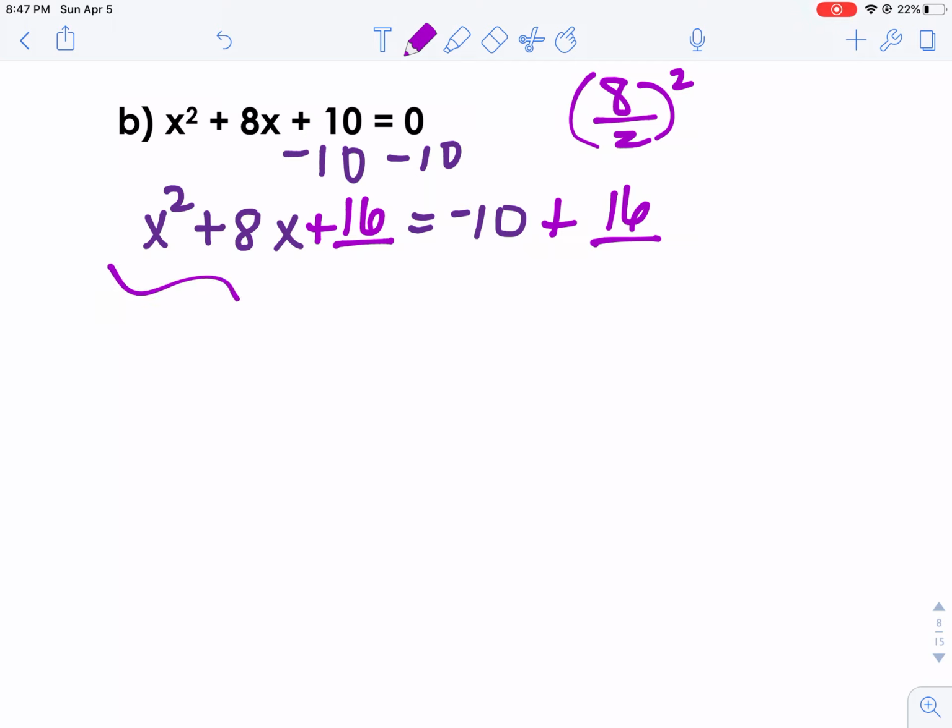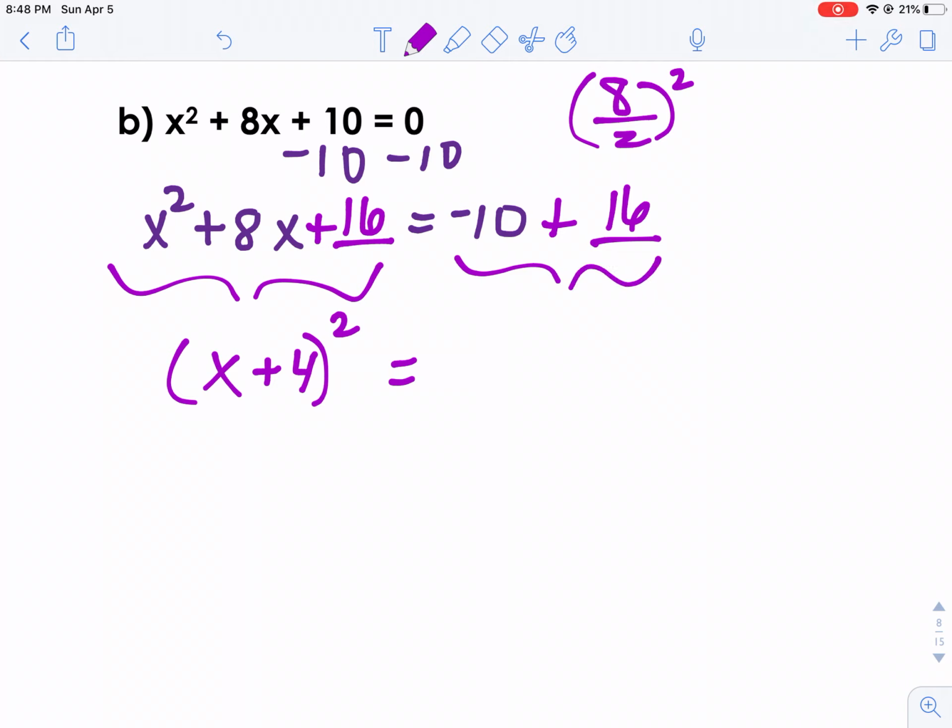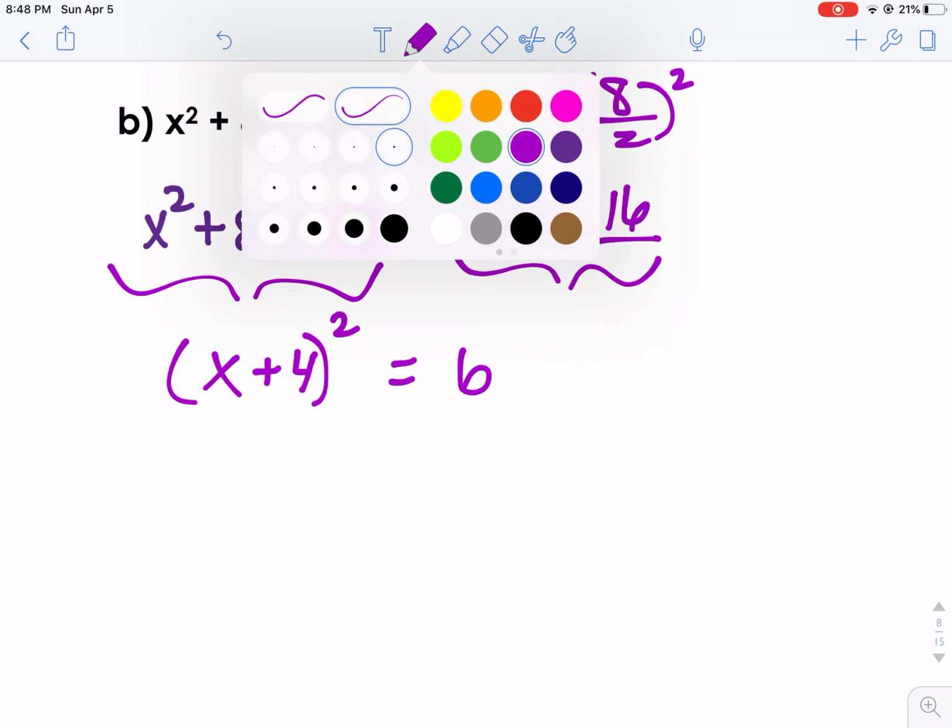Okay, now we're going to factor the left-hand side. Again, because it's a perfect square trinomial, it's going to factor into x plus 4 quantity squared. On the right-hand side, negative 10 plus 16 is 6. Okay, so again, completing the square allowed us to write it in this format, and now we can take the square root of both sides.